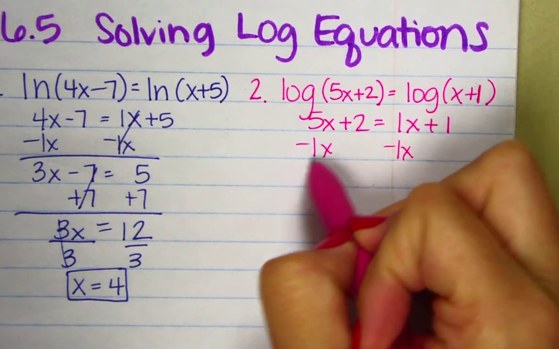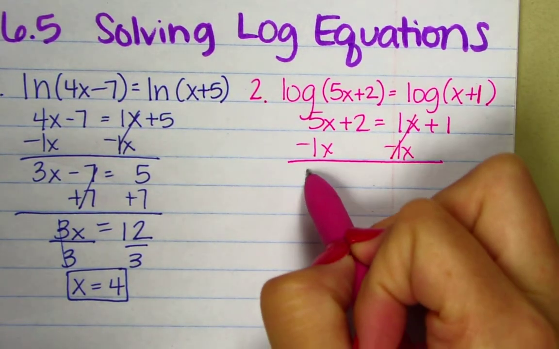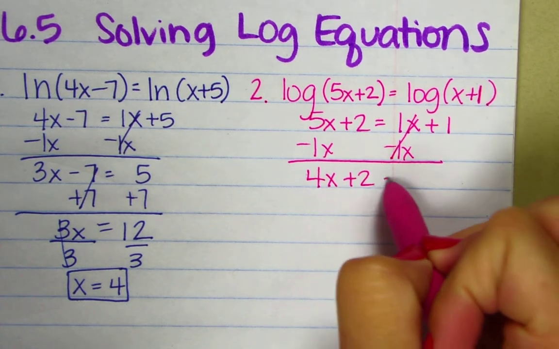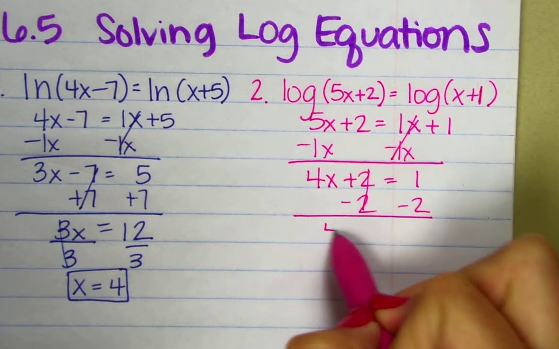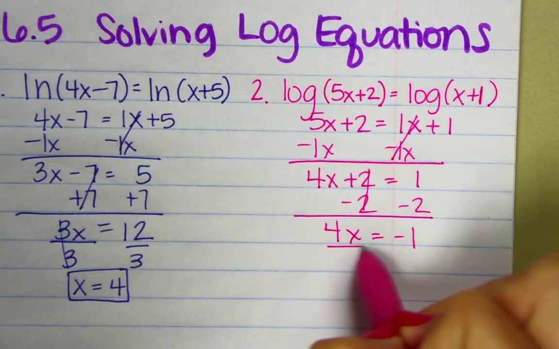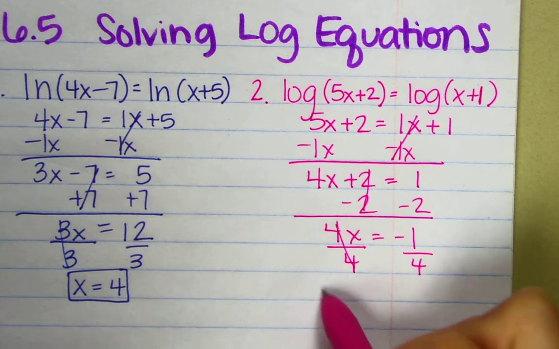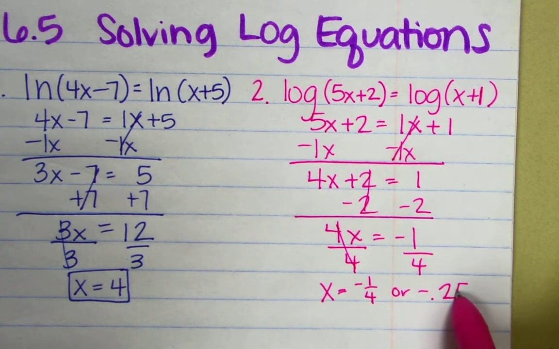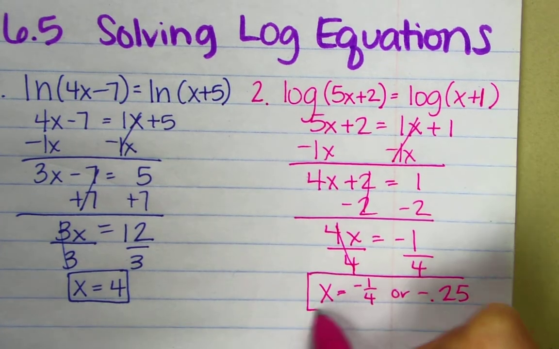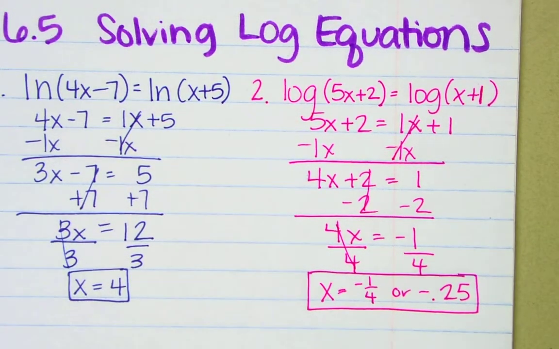This one, you might not get a whole number. It's okay if you don't get a whole number. You can use a fraction or a decimal, whichever one you feel more comfortable with. I got a decimal. That's okay.